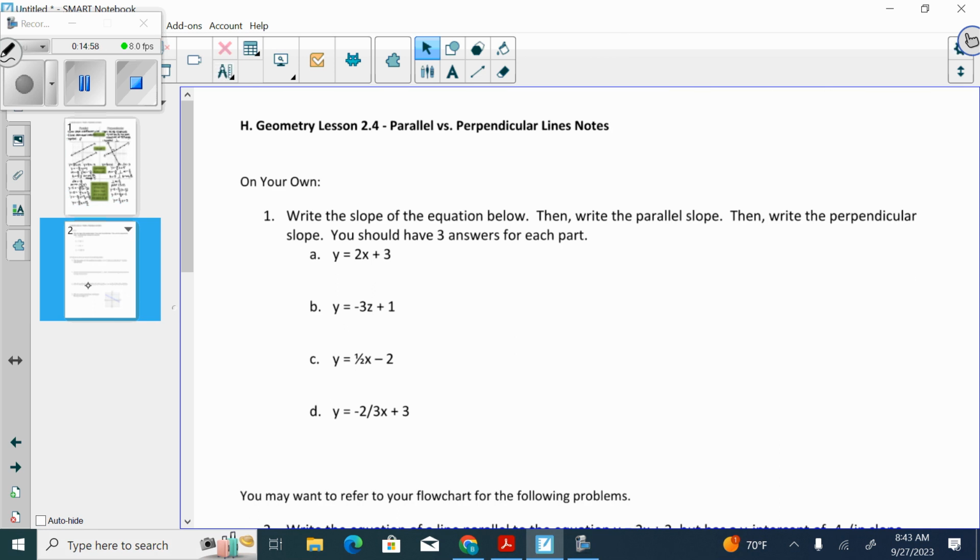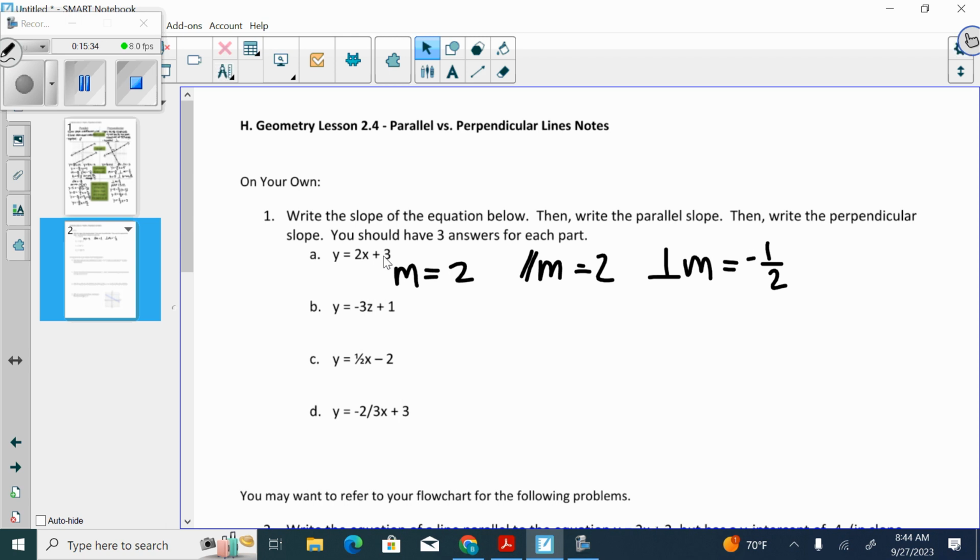Here it says to write the slope of the equation below, then write the parallel slope, and then write the perpendicular slope. You should have 3 answers for each part. So let me do the first one with you to show you exactly what that means. What is the slope on A? 2. Okay, then it wants you to give what the parallel slope would be, which would be 2. And then it wants you to also give the perpendicular slope, which would be negative 1/2. Good. That's all it wants you to do. So you guys do the next 3 there.